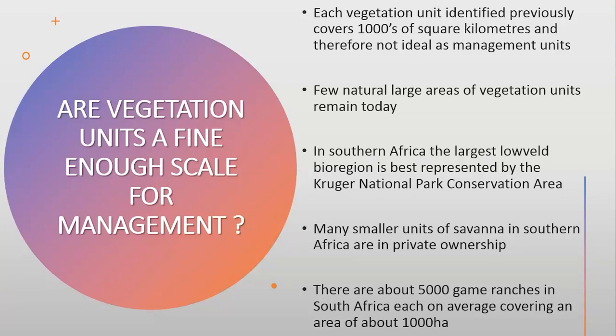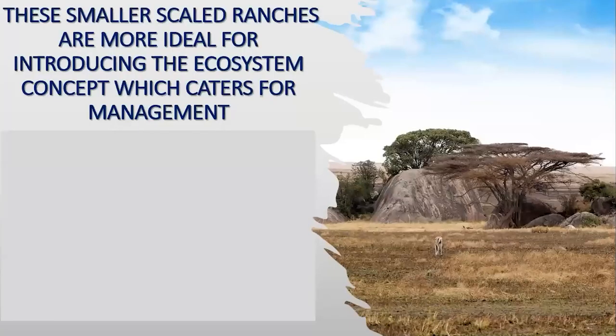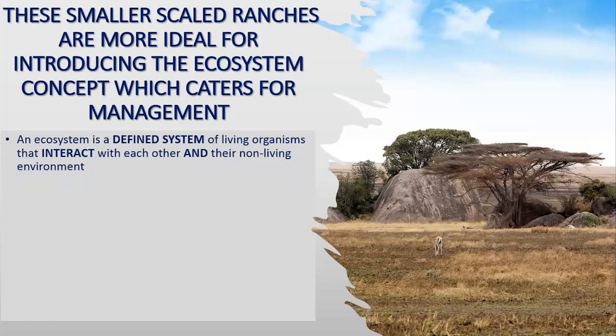Now we are getting towards a size where probably it's easier to understand the system and to be able to manage it. So these small areas are much more ideal for introducing the ecosystem concept, which caters for management. And what's important here is that an ecosystem is a defined system of living organisms and non-living organisms that need to interact with each other. And you don't really get that when you're talking about a savanna biome at the largest scale.